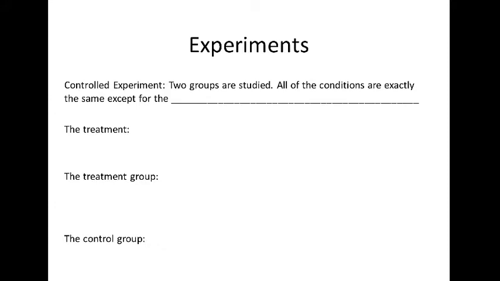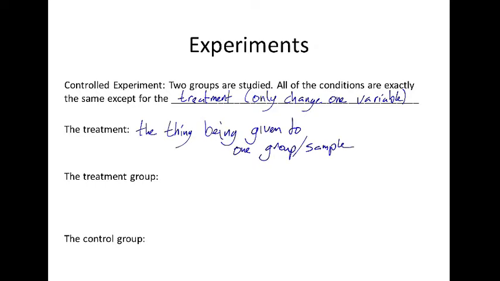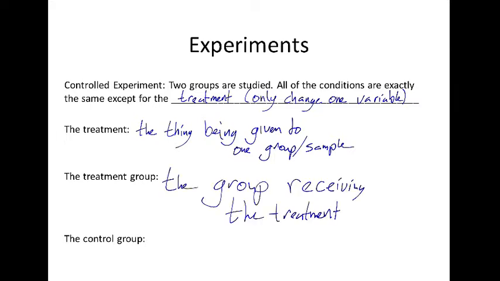A couple more definitions about experiments. In an experiment, one type is called the controlled experiment. In a controlled experiment, there are two groups that are studied. All the conditions are exactly the same except for something called the treatment. So that's only changing one variable. The treatment is the thing that's being given to only one group or sample. The treatment group is the group that receives the treatment, and the control group is the group that doesn't. So one group is receiving a treatment, the control group does not.